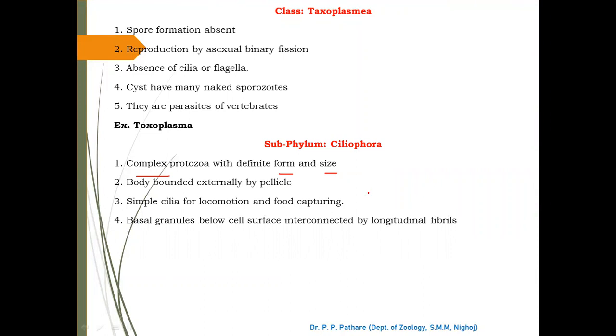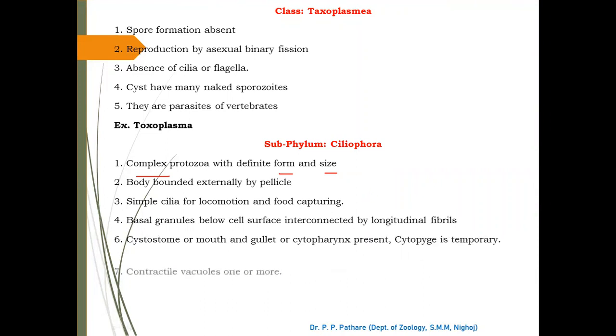Basal granules, this is the next important character. The basal granules below the cell surface are interconnected by longitudinal fibers. The basal granules of the Ciliophoran animals are interconnected with longitudinal fibrils, and this is helpful for different functions. The cytostome or mouth and cytopharynx are present. Cytopyge is temporary, not permanent. Cytopyge is not permanently observed in Ciliophorans, but the cytopharynx and cytostome mouth are present in the Ciliophoran protist animal.